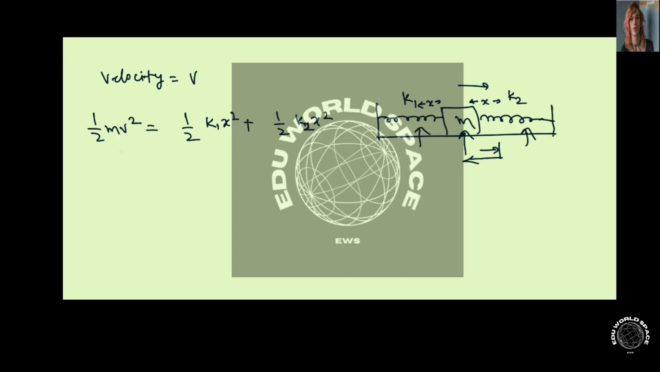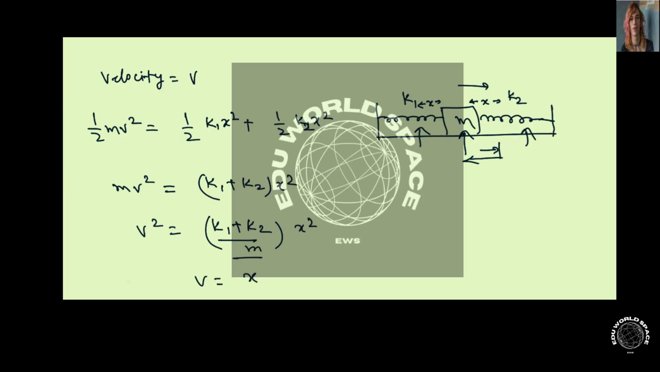First of all we eliminate the 1 by 2 on both sides of the equation, so mv square equals k1 plus k2 times x square. Understand? So v square is k1 plus k2 divided by m multiplied by x square. Now we take the square root. So v will be x times the square root of k1 plus k2 divided by m. This will be the final answer of this question.